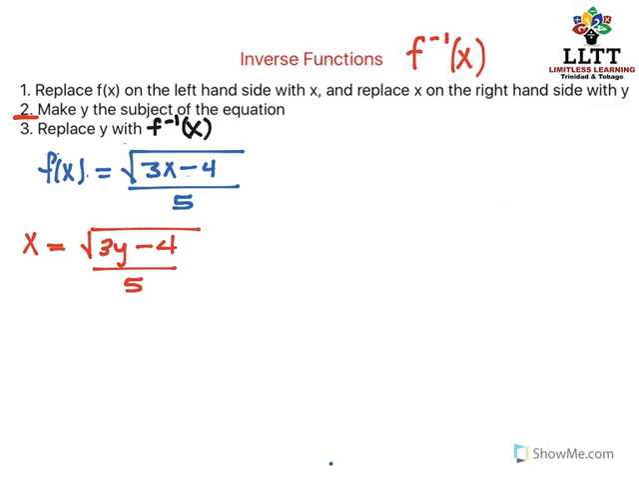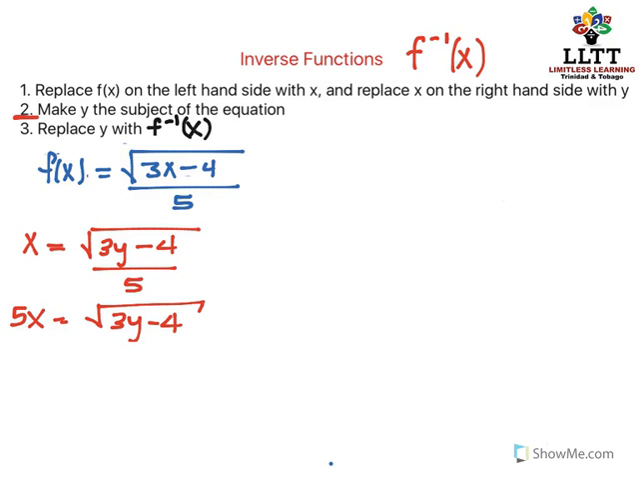Anytime we have a fraction on our right-hand side, we always want to get rid of that denominator. So in order to do that, we're going to multiply both sides by the denominator, which is 5. So 5 times x becomes 5x on my left-hand side, and then I get the square root of 3y minus 4 divided by 5, multiplied by 5. So that means that my 5's are going to cancel, and I'm just going to be left with the square root of 3y minus 4.